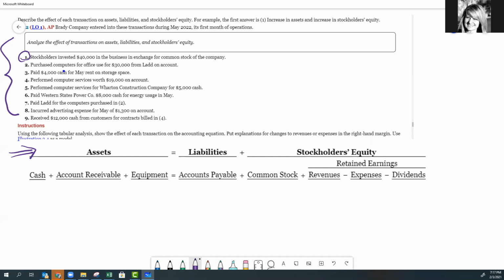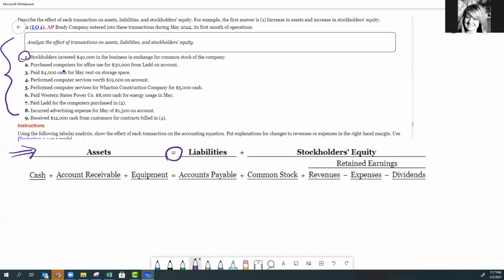So each transaction is going to affect at least 2 items in the accounting equation. That's how we are going to keep it in balance, right? We can't just affect 1 item or we are going to be out of balance. We can affect more than 1, but as long as it's at least 2.